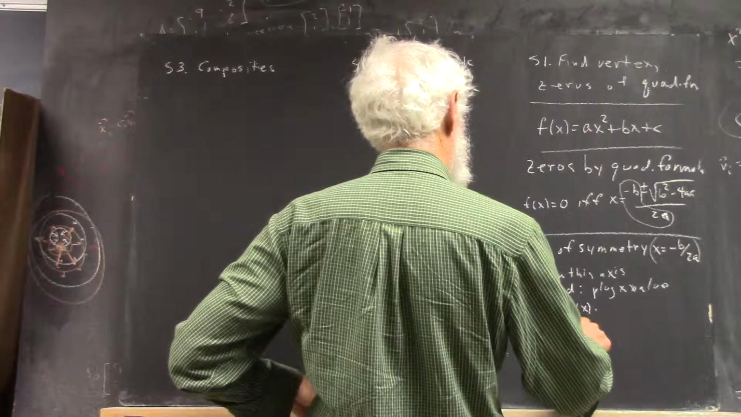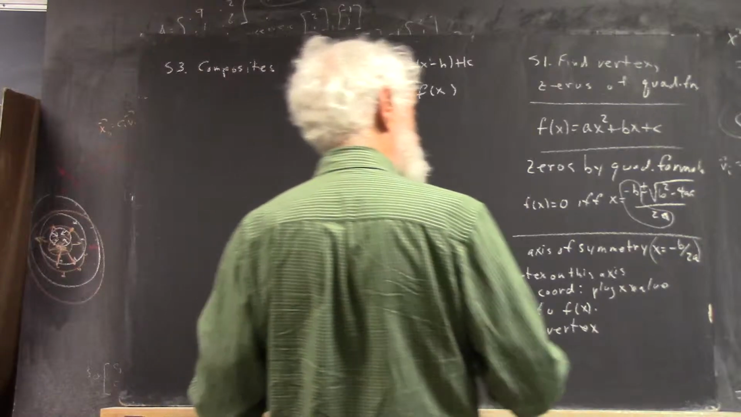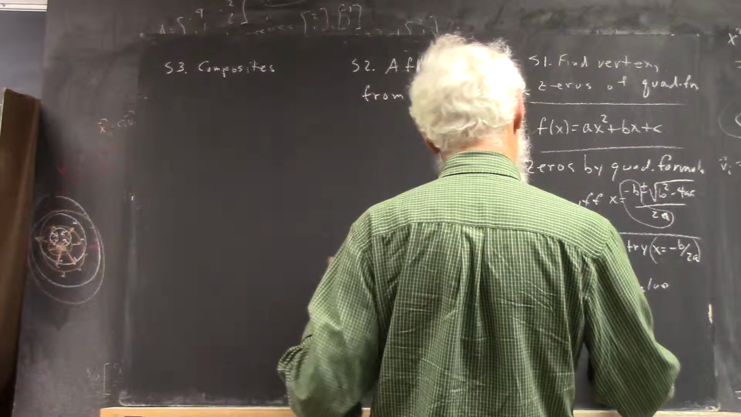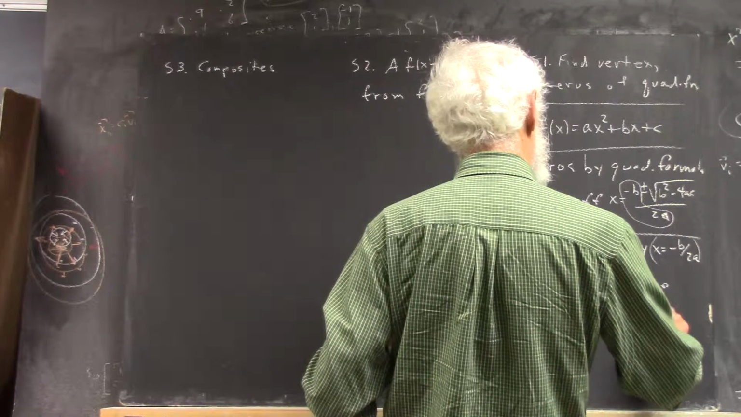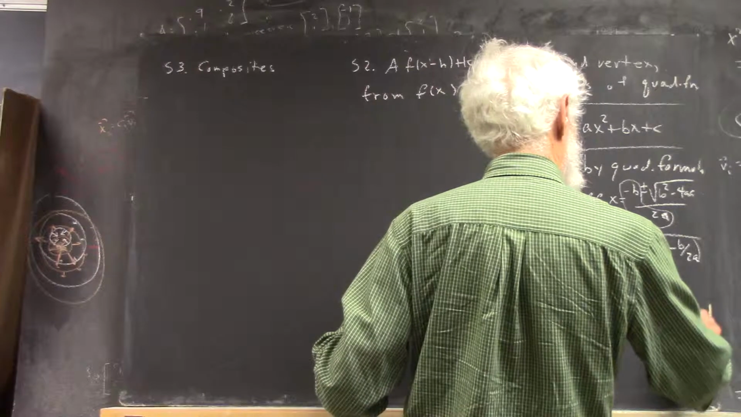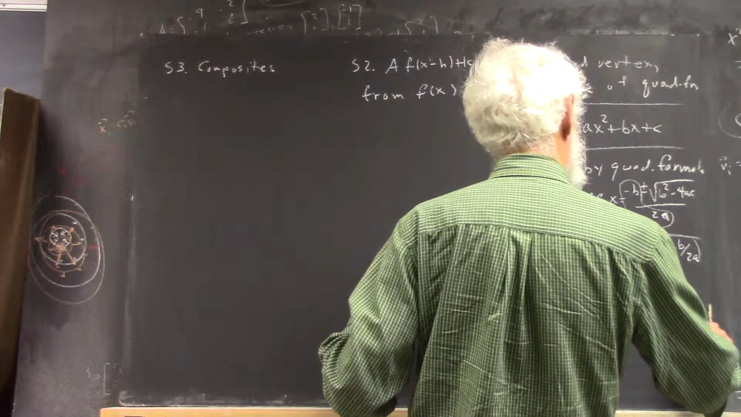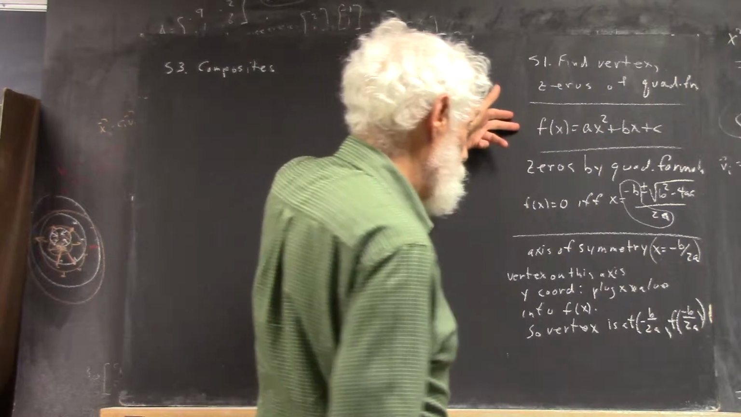So we can summarize this. It's not something we memorize, but it follows that the vertex is at negative b over 2a, the x-coordinate, and f of negative b over 2a, the corresponding y-coordinate for this function.